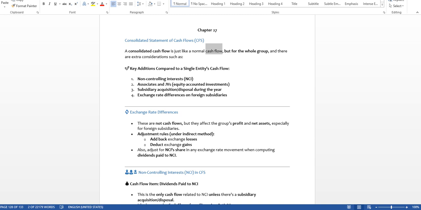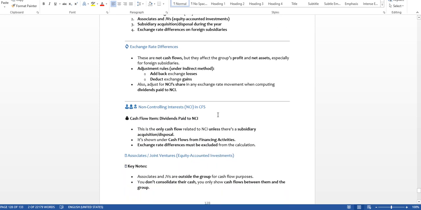Then also you adjust for NCI share in any exchange rate movement. If you have any NCI in your exchange rate movement, you adjust for it when computing your dividend paid to NCI, and that's it. Dividend paid to NCI is the only cash flow related to NCI unless there is a subsidiary acquisition or disposal. The dividend you pay to your NCI is the only cash flow.